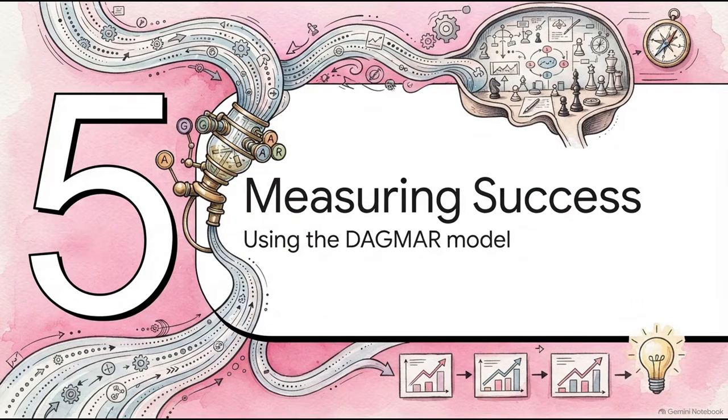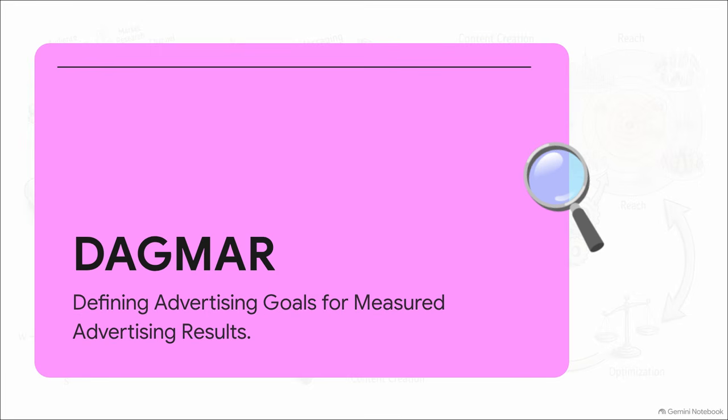And finally, Section 5, Measuring Success Using DAGMAR. This is all about redefining how we measure results. So, measuring results goes way, way beyond just staring at the daily cash register thanks to a foundational concept called DAGMAR. That stands for Defining Advertising Goals for Measured Advertising Results. It was proposed by Russell H. Colley way back in 1961.